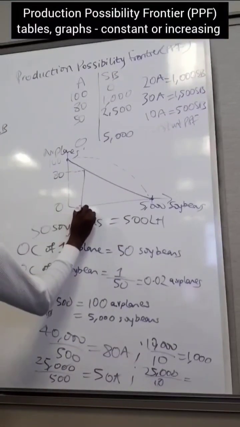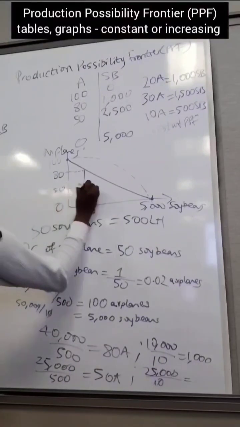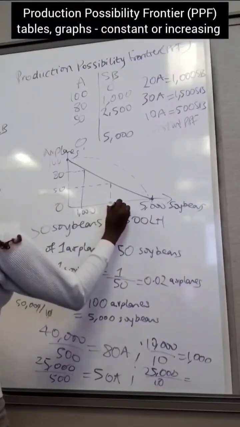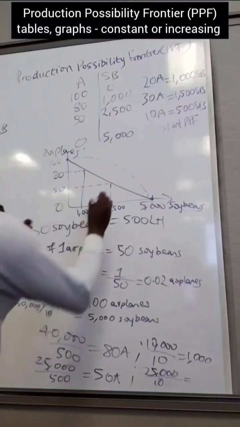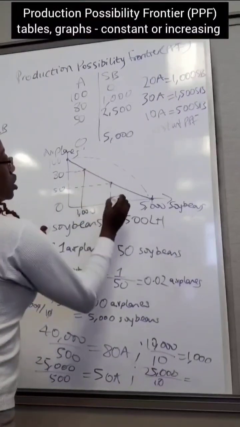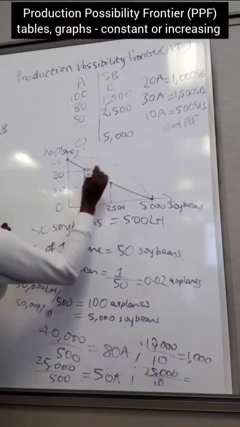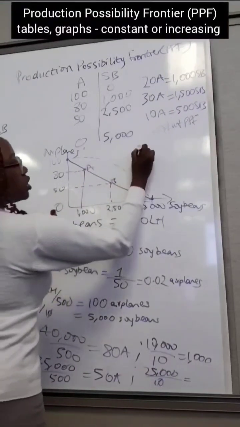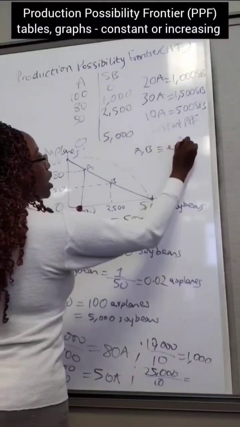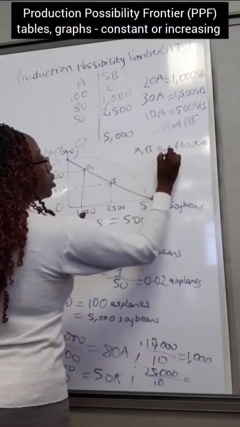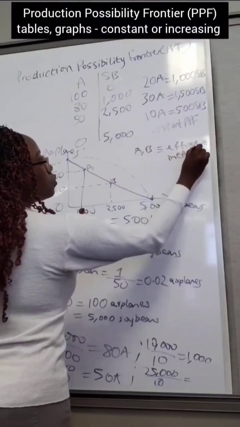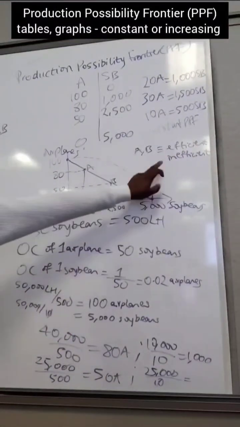Okay, and then 50 airplanes would go with 2,500 soybeans. So something you should note is that anywhere on this curve is efficient. Okay, and let's call these points A and B. So points A and B are efficient. Anywhere inside the PPF is inefficient, and it's inefficient because you are not fully maximizing your resources.